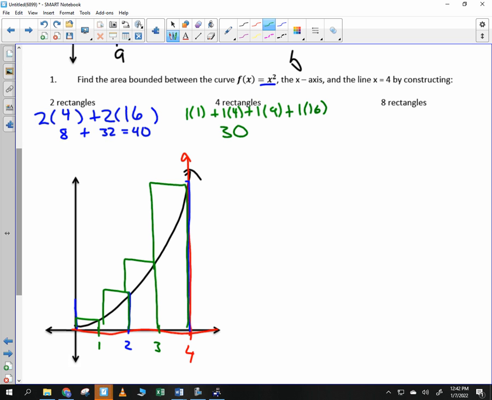It was lower. It definitely got better, didn't it? I mean, we definitely cut off some excess area, didn't we? So that was good. If we want to come up with a better estimation, what should we do with our number of rectangles? Let's increase our number of rectangles here. Let's make 8 rectangles.